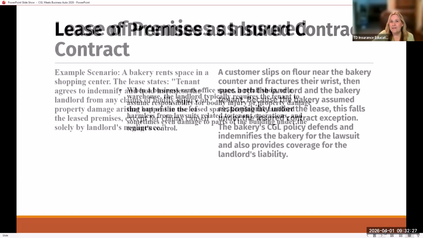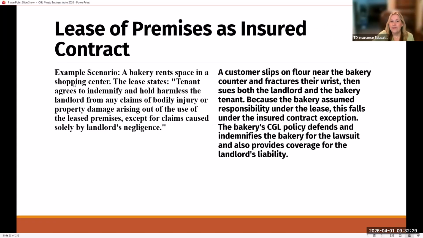All right, so that is a lease of premises there. So a bakery rents space in a shopping center. The lease says tenant agrees to indemnify and hold harmless the landlord from any claims of bodily injury or property damage arising out of the use of the leased premises, except for claims caused solely by the landlord's negligence. I love the wording. I wish they all were like that. But this is what it's talking about here.